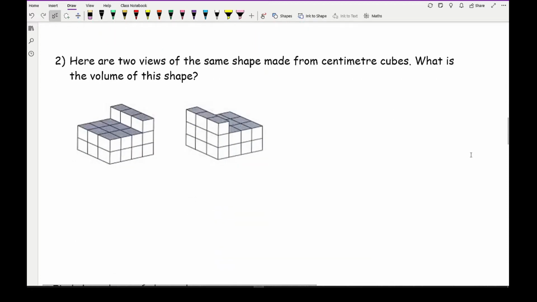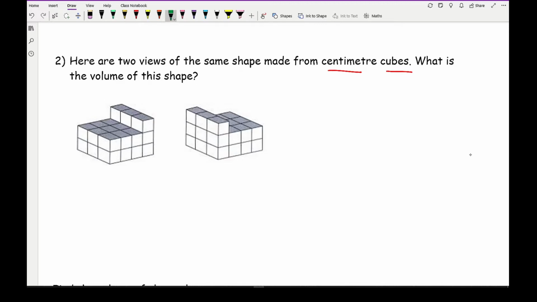So let's have a look at another question involving counting cubes. So here there are two views of the same shape made from centimeter cubes, and that's probably one of the most important things we need to look at. Now, what is the volume of this particular shape? You can see here that we haven't got a complete cuboid because obviously some have been taken out or dismantled. So what we can do is imagine, you can do this by counting how many cubes you can see, remembering that there are going to be some that you can't see.